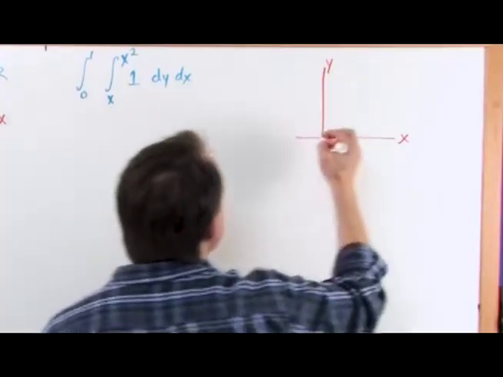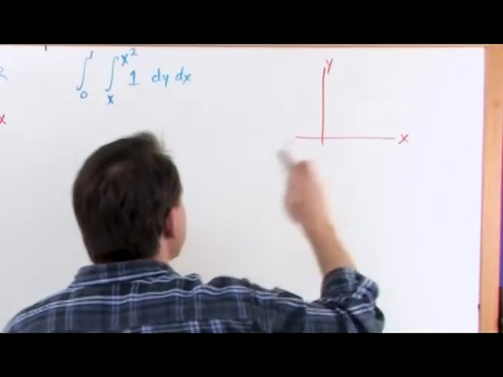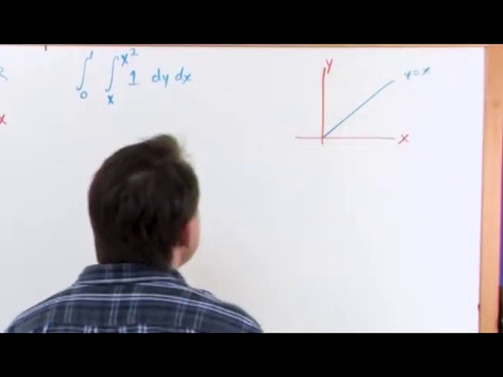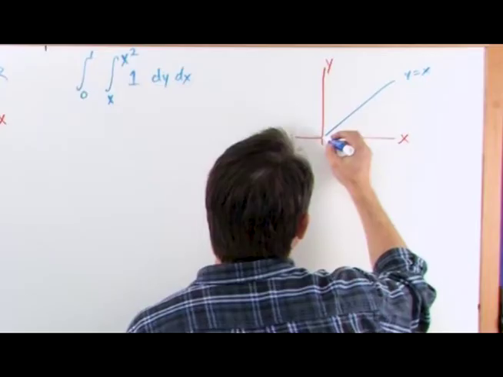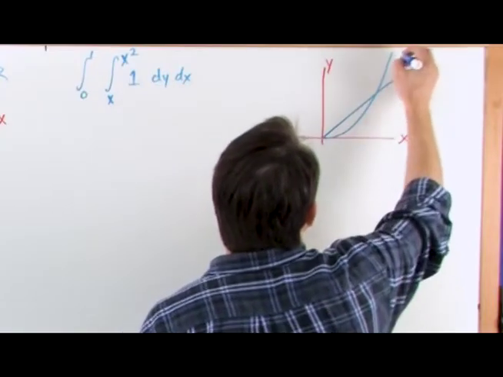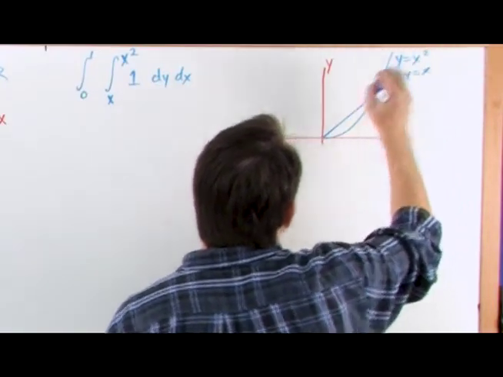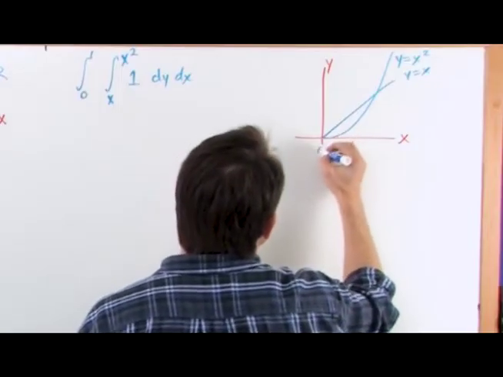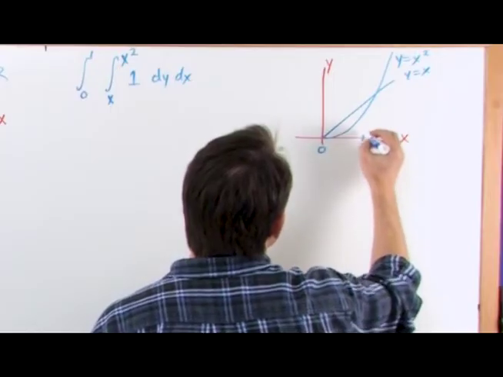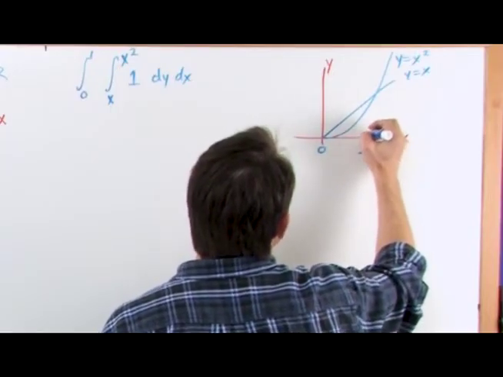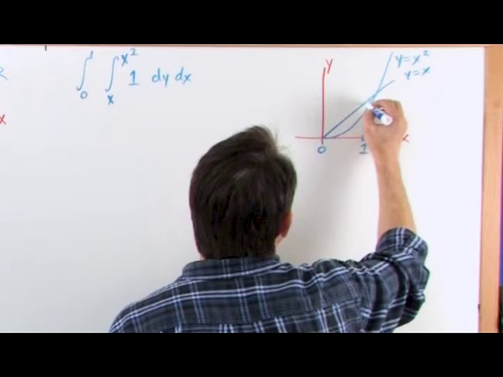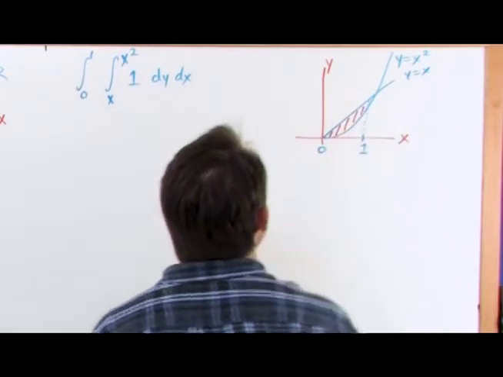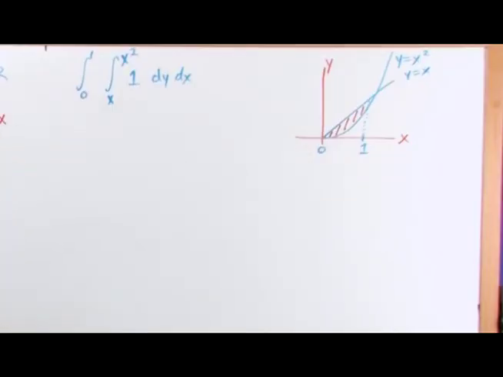Now, the function y is equal to x looks something like this. Y is equal to x, okay? And the function y is equal to x squared looks something like this. Okay, up there. And I'm integrating from x is equal to 0 to x is equal to 1. So effectively what you're doing is you've bounded this thing like that. So you're integrating over that region R.